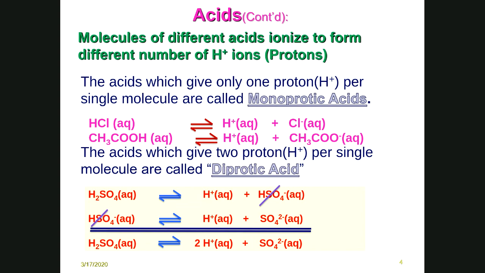Now the acids which give two protons are called diprotic acids. When you dissolve those acids in the water, they can provide two protons. That is the example of a diprotic acid. You might also know there is another, triprotic acid, which is H3PO4. It's a triprotic acid because it gives three protons when you dissolve it in water.